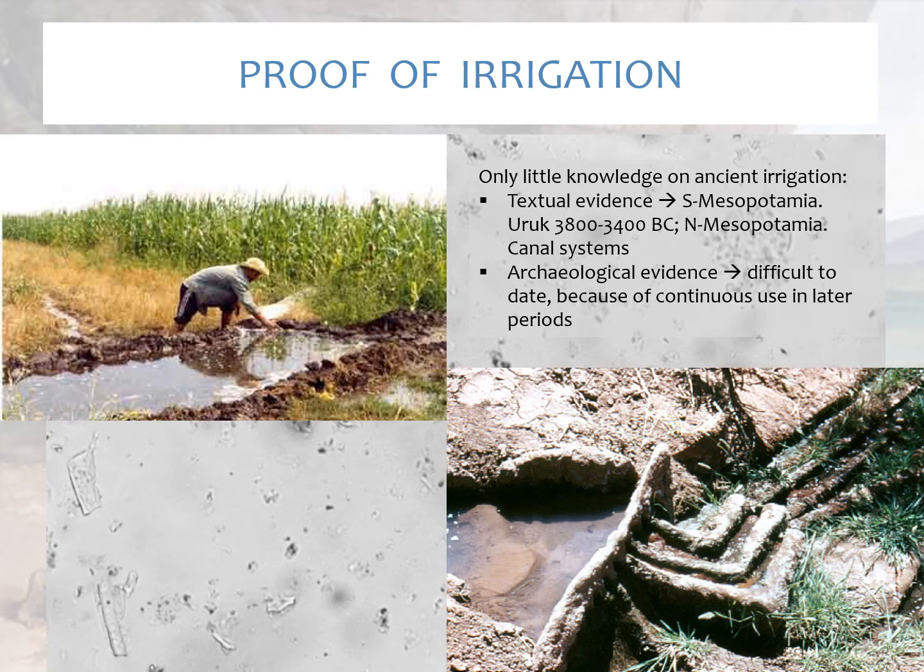Despite some textual evidence, the dating of canal systems is problematic, as their use may have continued into later periods. For this reason, we know only little about irrigation for many Near Eastern locations. The direct evidence of irrigation in plant remains would therefore help to solve this question.